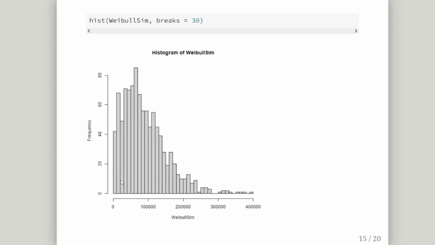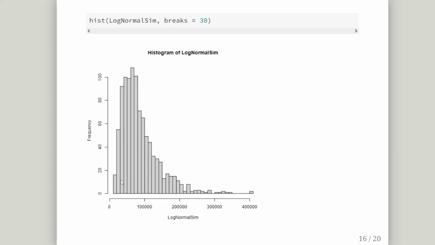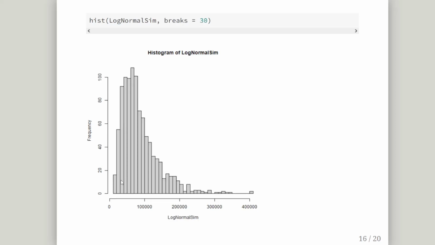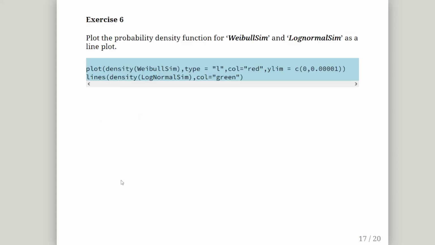So I'm just toggling back and forth between log normal sim and Weibull sim. If you're paying attention there, you can see that Weibull is a bit broader, but ultimately in terms of the general shape, location, and general sense of skewness, they're not so different from each other.